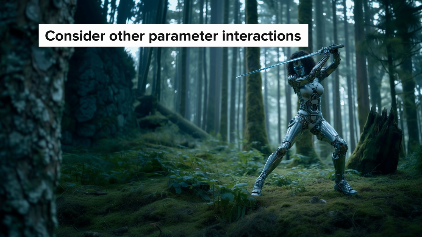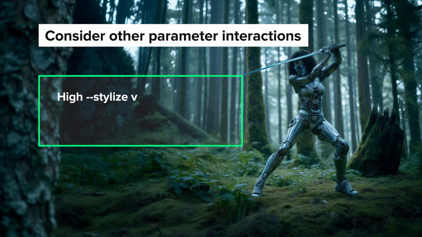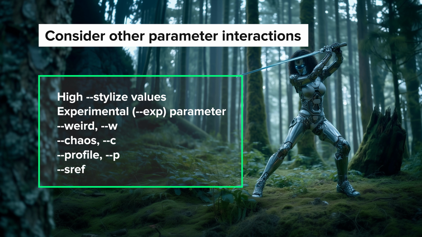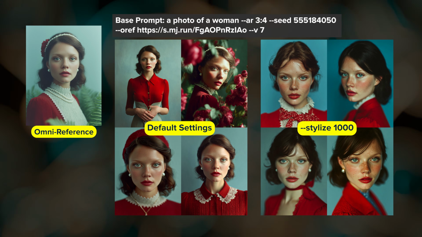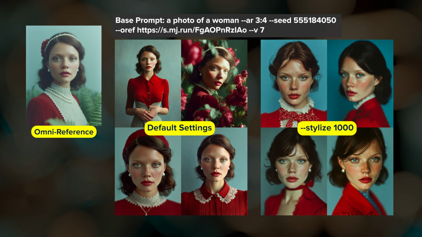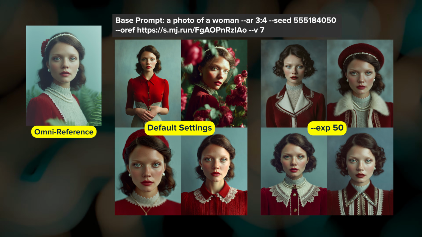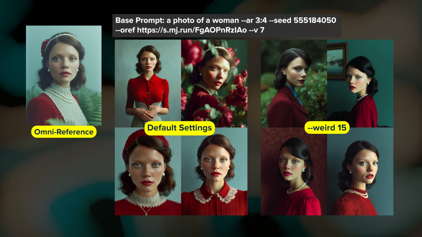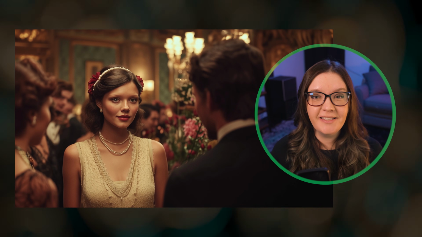Lastly, be aware of other parameters that can affect your results when using Omni-reference. High stylized values, the new experimental parameter EXP, weird, chaos, personalization, mood boards, and style references can all impact how closely your character or object matches to your reference image. If you tend to work with higher stylized values, you might also want to work with higher Omni-weights, or consider lowering your stylized value.